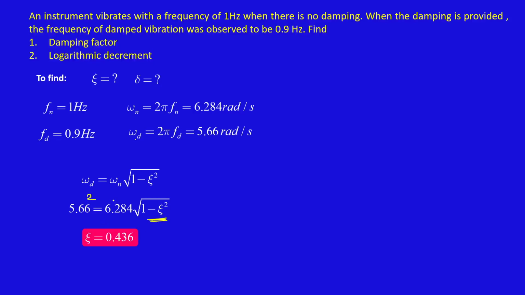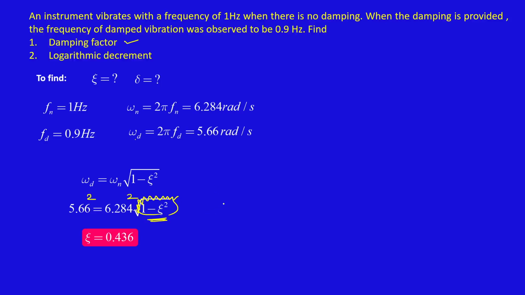Apply square on both sides. So this will be cancelled. Now you can reduce this equation. You will get eta equal to 0.436. So this is the damping factor, subdivision 1.